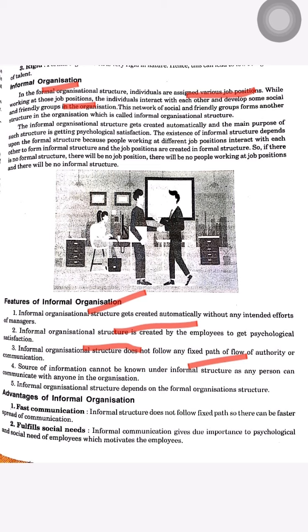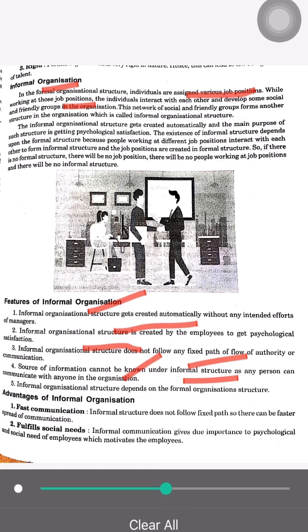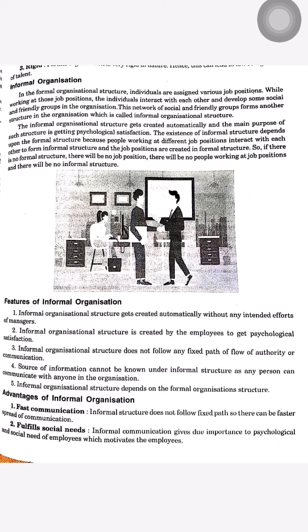Okay, sources of information cannot be known under informal structure, as any person can communicate with anyone in the organization. So in it, sources of information don't have any weight. Means it can flow from anywhere. So there are many types of advantages and disadvantages of this.